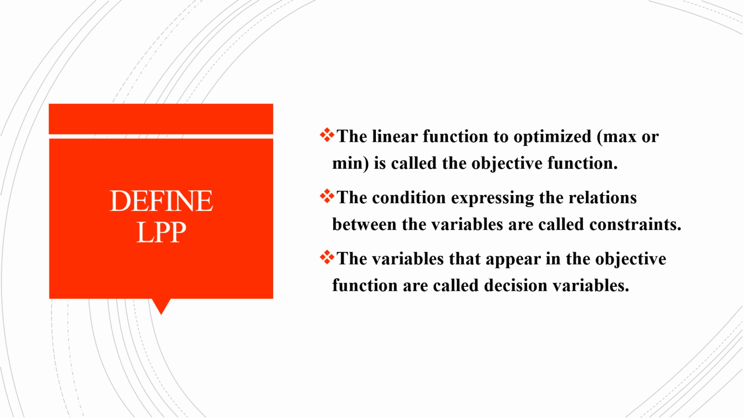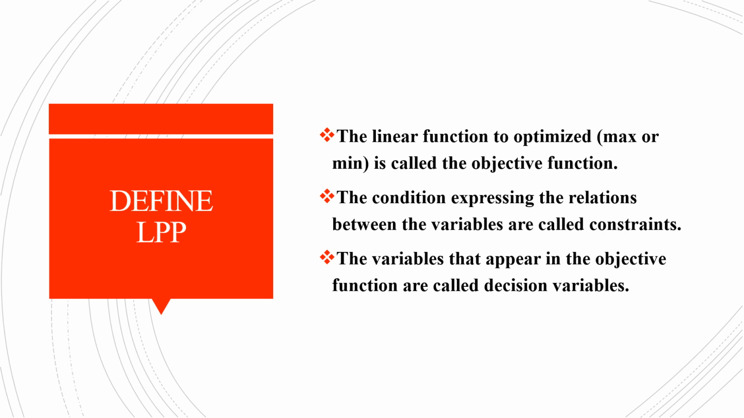Next, let us see how to define the LPP model. The linear function to optimize, maximum or minimum, is called the objective function, which means LPP is a technique of finding the optimal value of a linear function of several variables subject to certain restrictions.